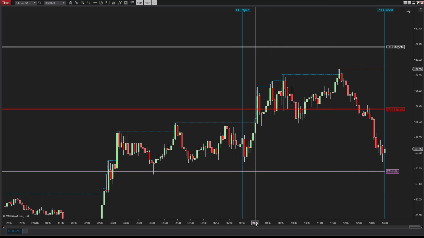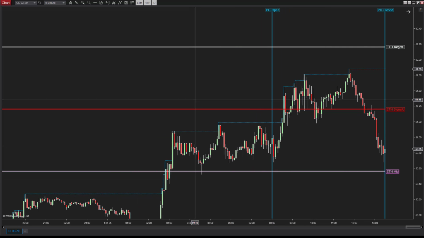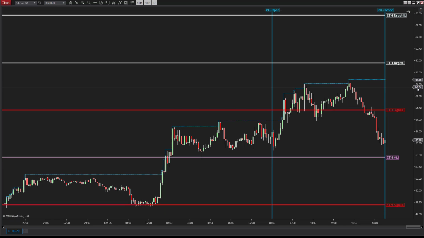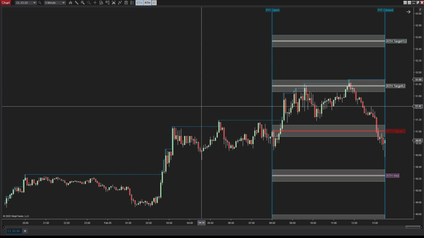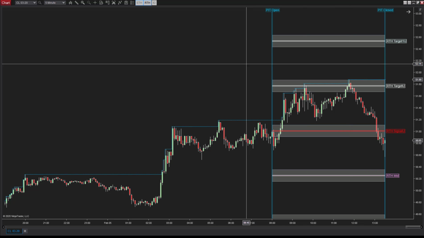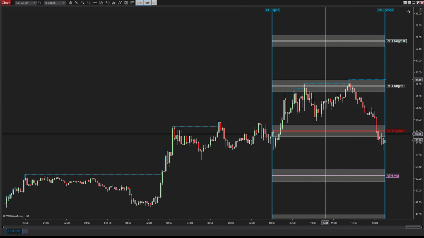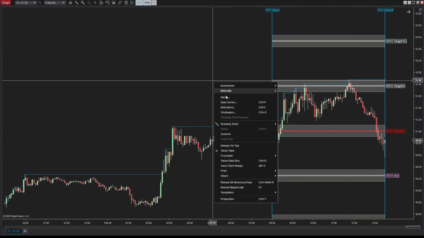We have three different types of levels that we look at. We look at an RTH session level. They provide structure and context for the overnight session. We have another set of levels that we call our RTH session levels. Now, I have drawn the bands around these levels, and we'll talk about that in just a moment.